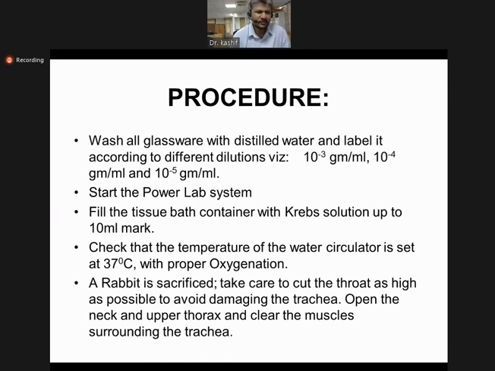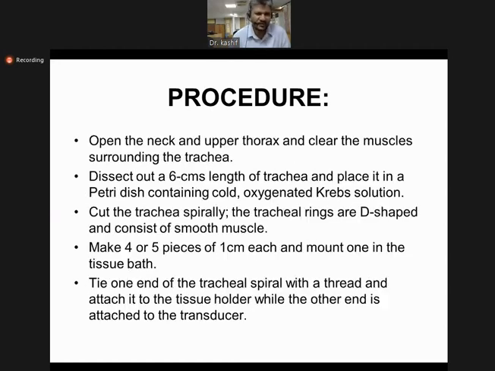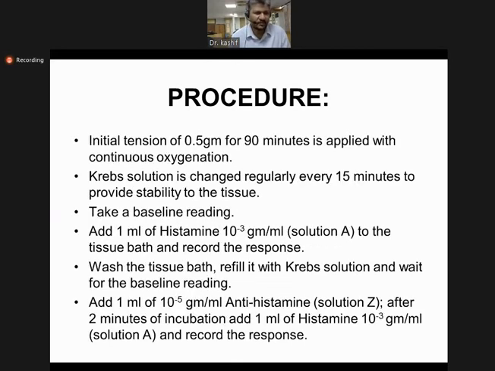The procedure is almost the same as what I just described to you: you take Krebs solution in a dish, a petri dish, you maintain the atmosphere, take out the rabbit, sacrifice it, take out the trachea, and then you perform. Again, this is the repetition of the whole process that we did in the last one. This is almost the same.